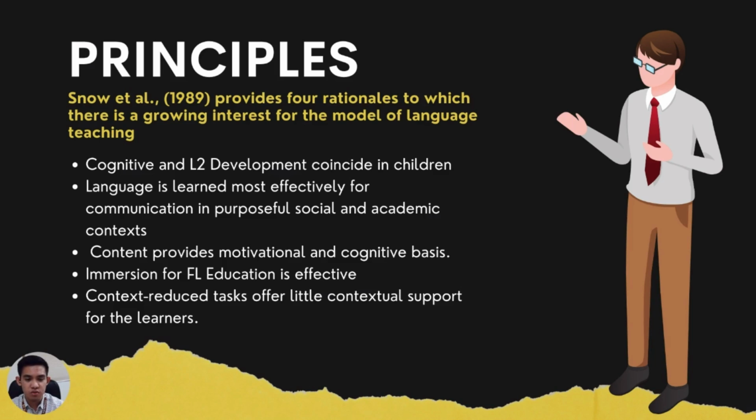And these linguistic elements are also appropriate to the social context mentioned. Content provides motivational and cognitive basis. So since the learners are actually interested with what they're learning, with what the content is being given to them, their interest will also affect greatly how they will be learning the language, because with that interest, they will be trying to consolidate and express themselves in the target language. Moreover, we have immersion for foreign language education that will be discussed in the next slide for the history of the CBS. Content or context-reduced tasks offer little contextual support for the learners. As I've mentioned, the CBS already gives enough contextualization for the learning experience of the language and the content as well.